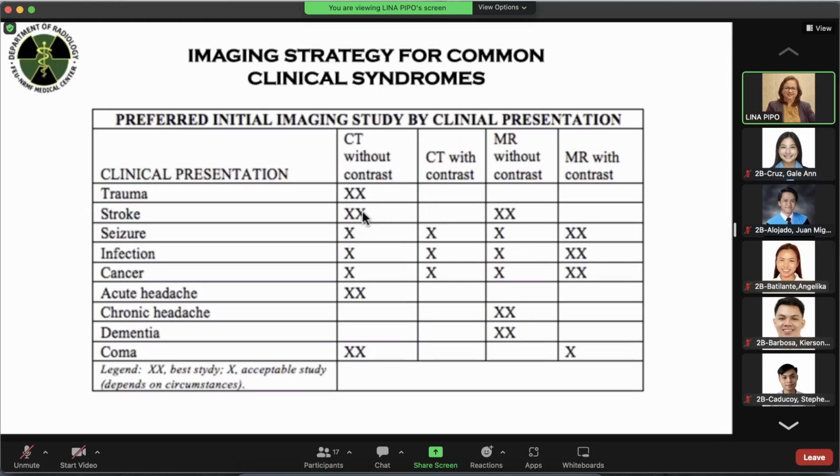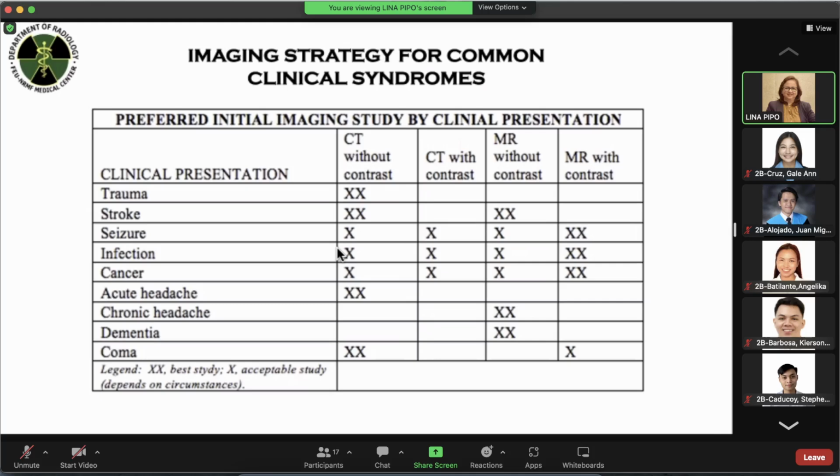It is better that you request a plain CT scan if it's hemorrhage. But if you think that the patient had an infarct, you better request an MRI rather than a CT scan, because in MRI, infarct can be easily seen in your diffusion-weighted MRI. So that's the ideal. So for infarct, plain MRI. When bleed, CT scan, depending on the status of the patient or the case of the patient, depending on your history. So again, history is important.